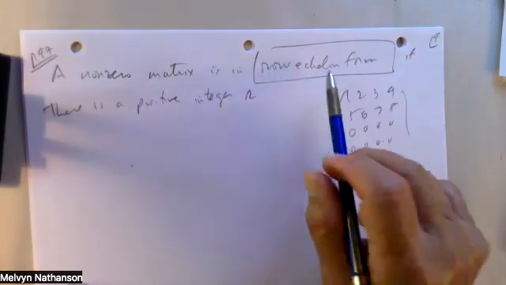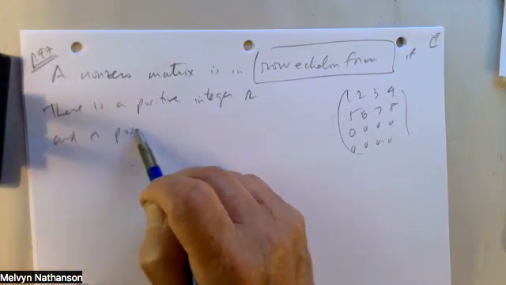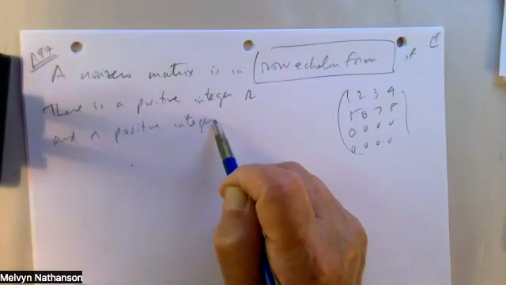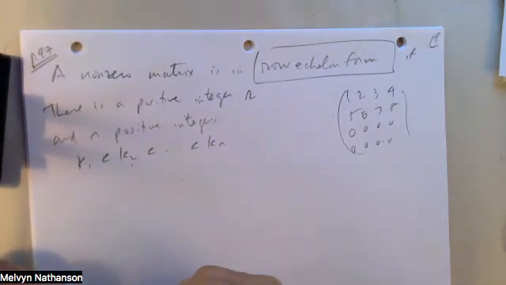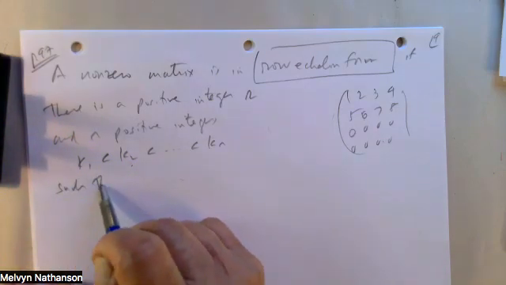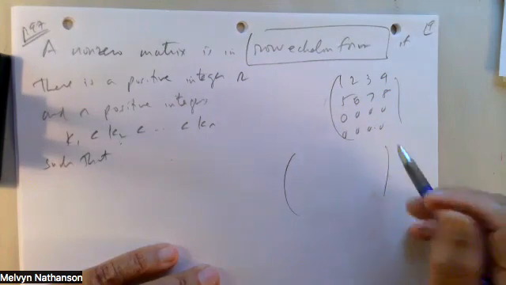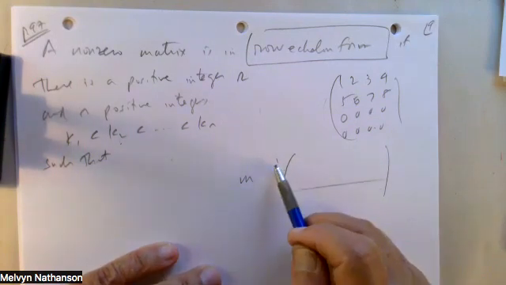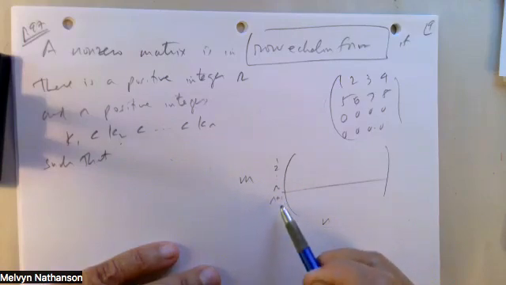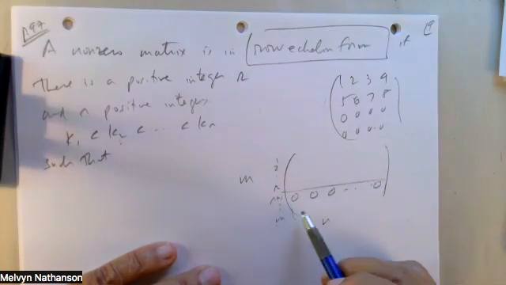A non-zero matrix is in row echelon form if there's a positive integer r and r positive integers k1 less than k2 less than k sub r that satisfy the following properties. Let me explain with an example what this means before I write down formally what it is. You have an m by n matrix, m rows, n columns. You have the first r rows, and then the rest, r plus 1 up to m. These are the first r rows, and these are the last m minus r rows. In the bottom rows, it's all zeros.